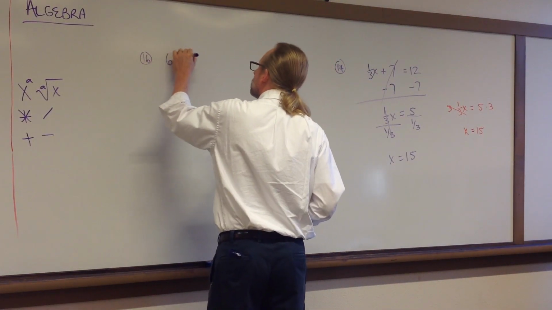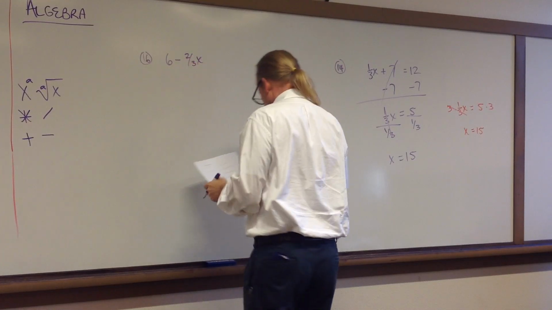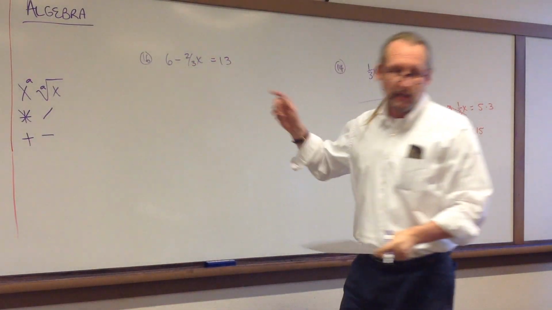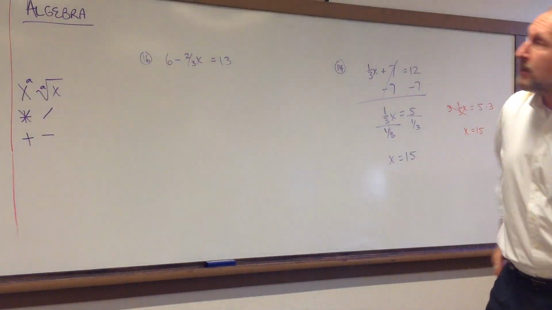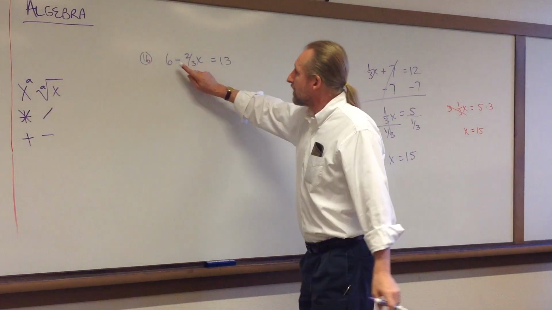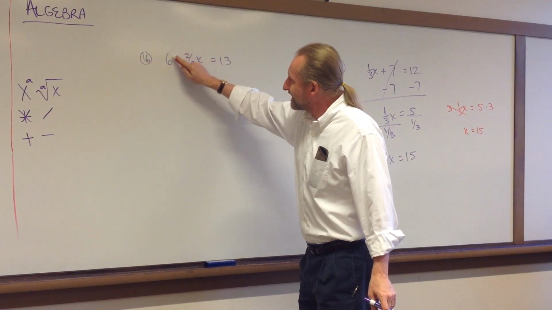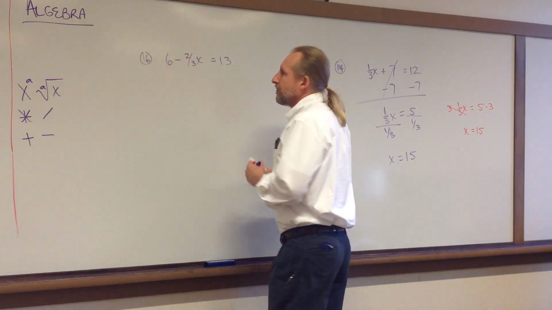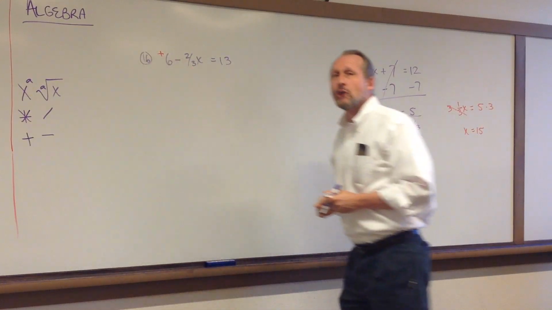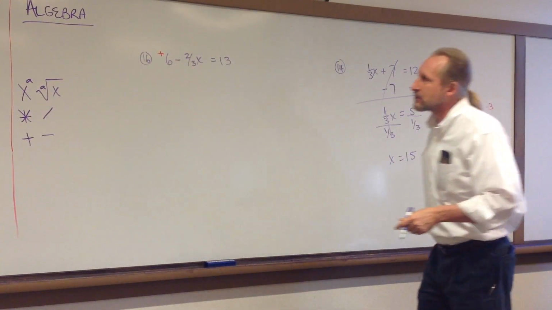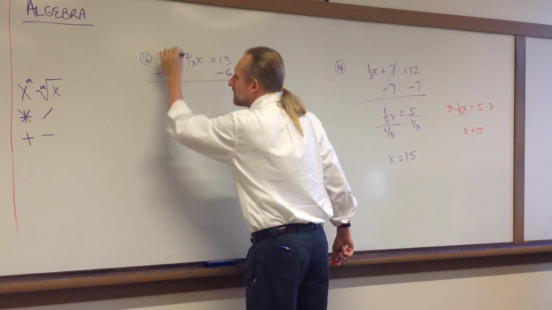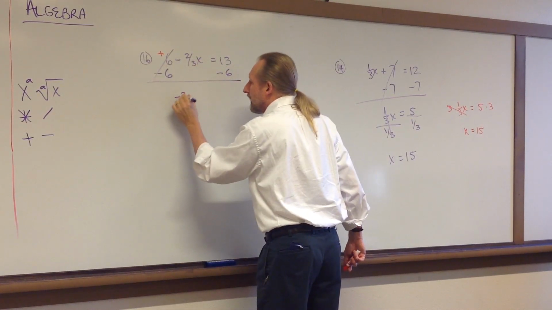Problem 16. So this is 6 minus 2/3 x equals 13. So again, this has that same situation where this minus sign or negative sign is attached to the 2/3. The 6 itself is a positive 6. So if we want to cancel out that 6, we're going to need to subtract 6 on both sides. So those cancel out. Don't lose that negative sign.